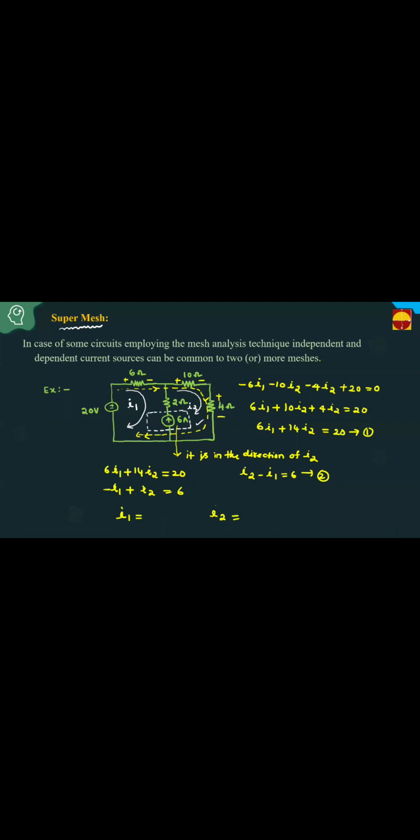Where the 6 ampere current direction is in the direction of I2, that's why I take I2 minus I1 equal to 6. If it is in the direction of I1, then you take I1 minus I2 equal to 6. If the source is given like this, then you take I1 minus I2 equal to 6.